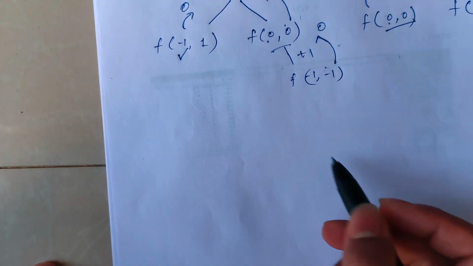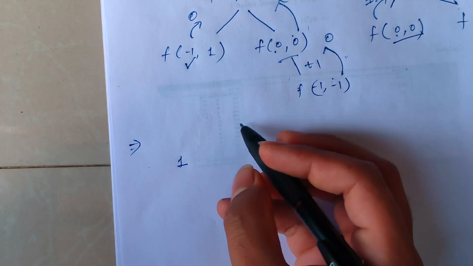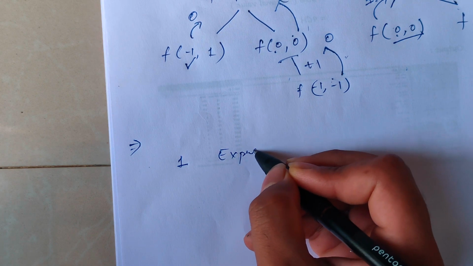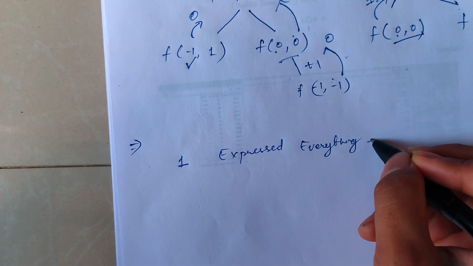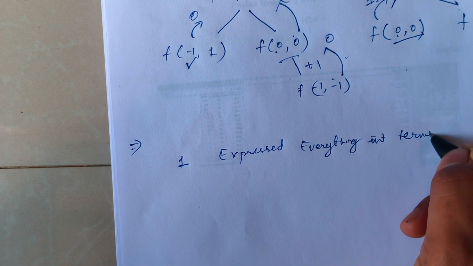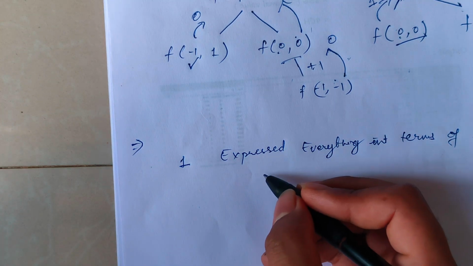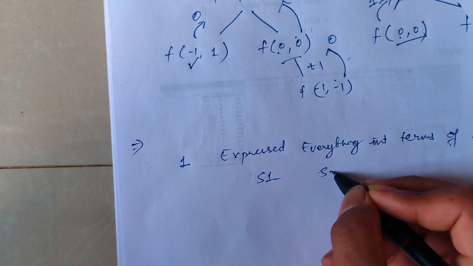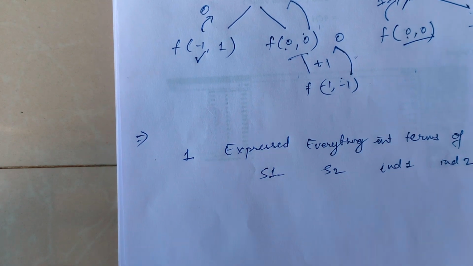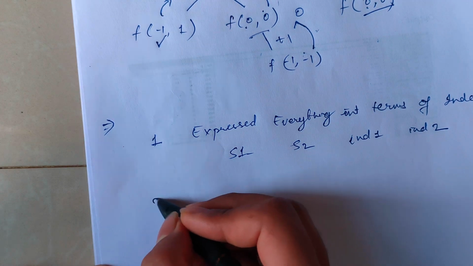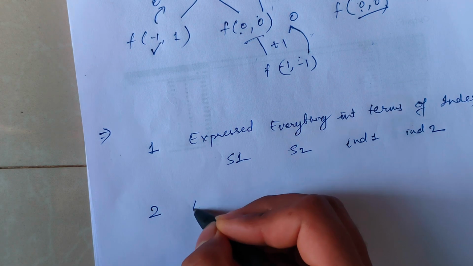So what we have done, first, is expressed everything in terms of index. Like we have expressed both strings s1 and s2 as index 1 and index 2, right? So that is what we have done. And the second thing we have done is we have explored possibilities.